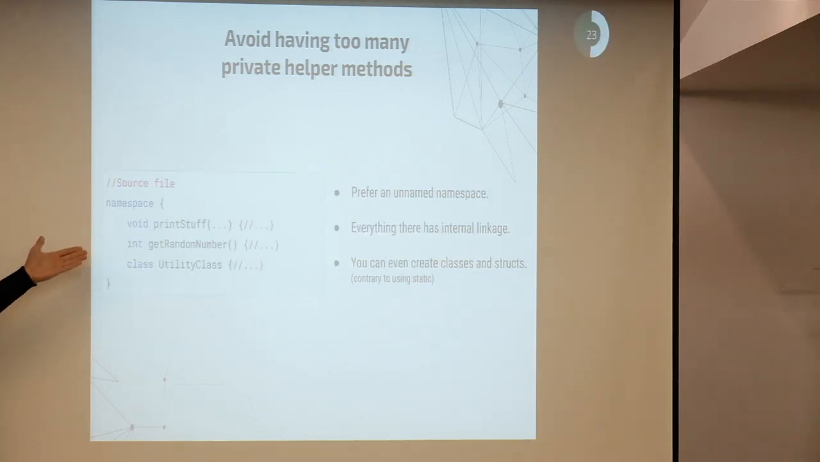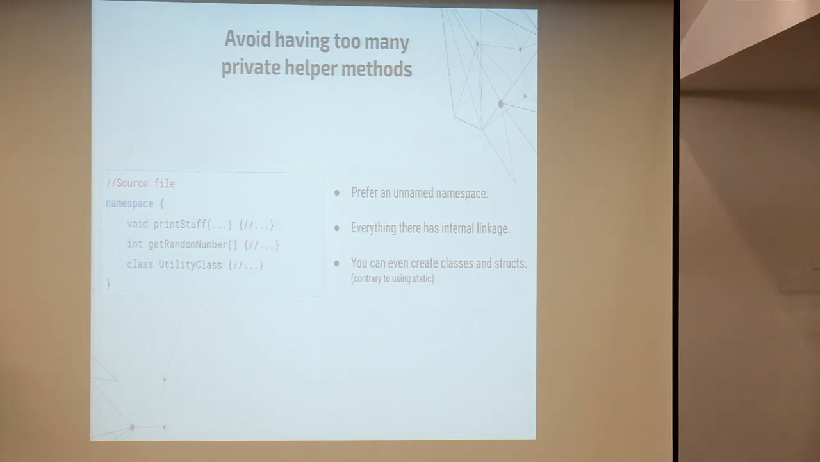Use an unnamed namespace. Just move all your stuff that fits that criteria into an unnamed namespace. That way, it's cleaner. You don't pollute your header file with static private methods, and they still have internal linkage, so you are safe. And you have the added benefit that you can declare classes and structs in a namespace that also have internal linkage, which is something you cannot do with the static keyword.